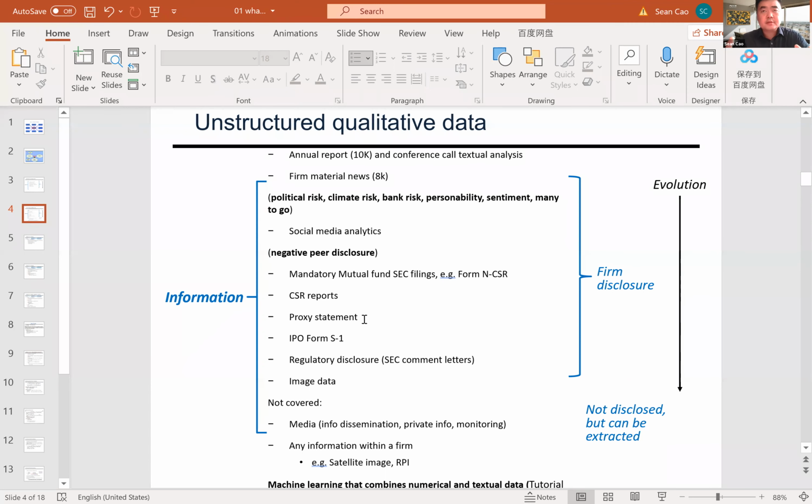This is the proxy statement. We also introduced the data for the following semester. Another one is Form S1. So IPO. When a firm is trying to file an IPO, they have to file a Form S1.